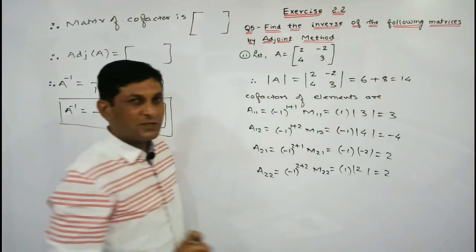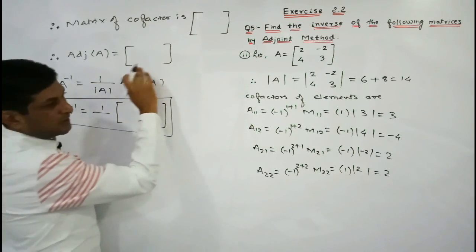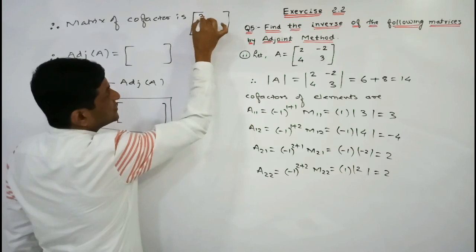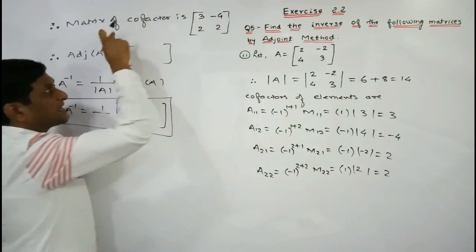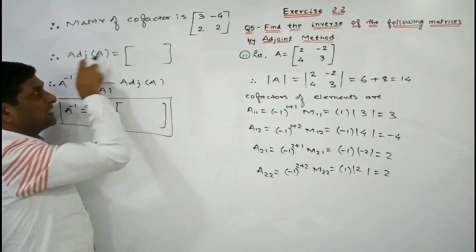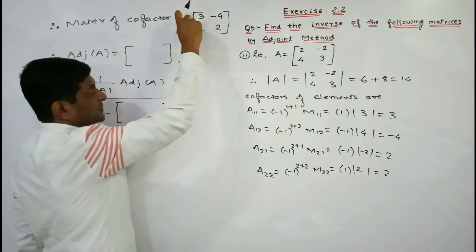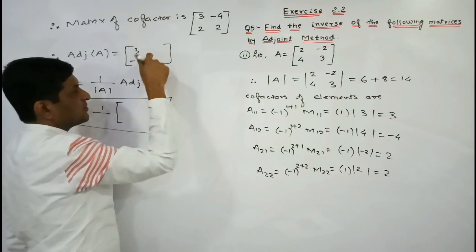In this way we have got the cofactor of all the elements. Once the cofactors are known to us, collect all these cofactors in one matrix: 3, -4, 2, 2. So this matrix is called the matrix of cofactors, and taking its transpose we will get the adjoint. Take the transpose, convert first row into first column, 3, -4, convert second row into second column.